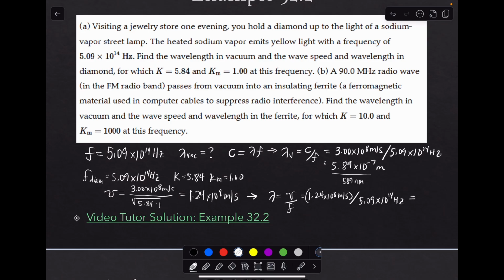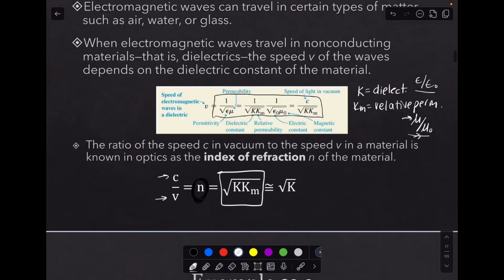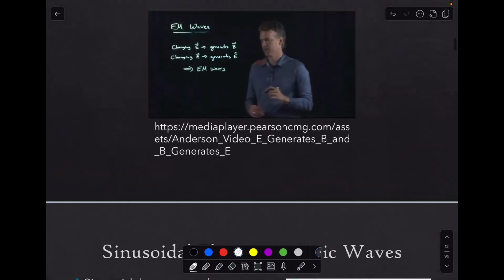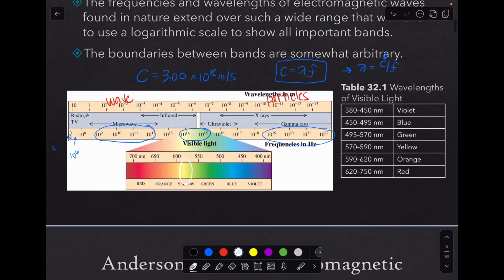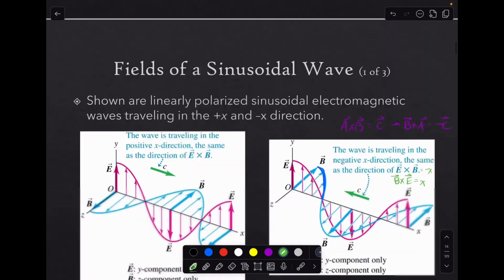All right, and you're going to get a wavelength of 2.43 times 10 to the minus 7 meters. That's about 243 nanometers, which is in the not visible spectrum. Yellow light is going to shift into an ultraviolet light when it's traveling in a diamond.